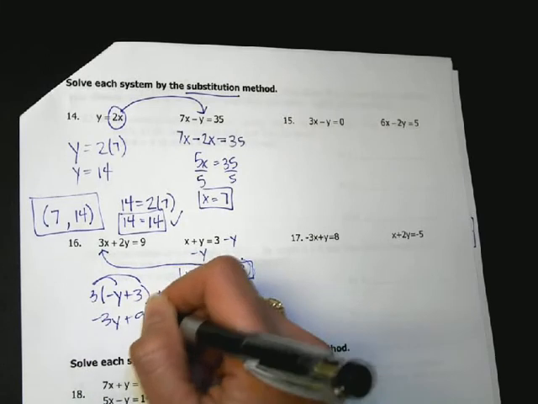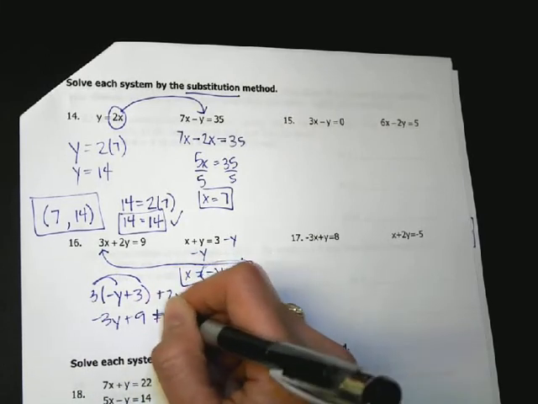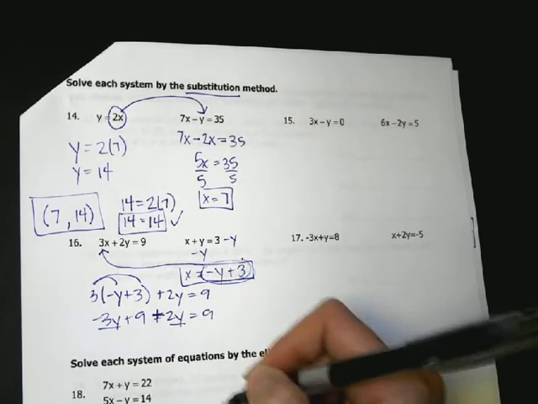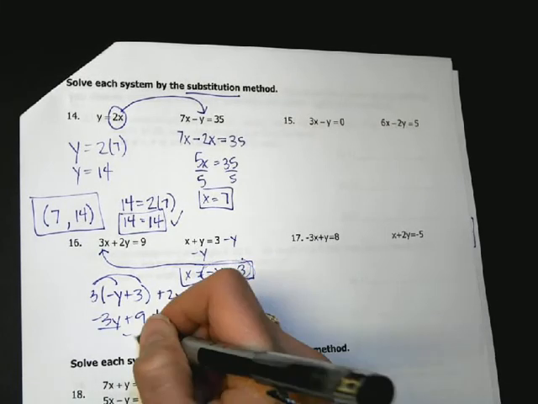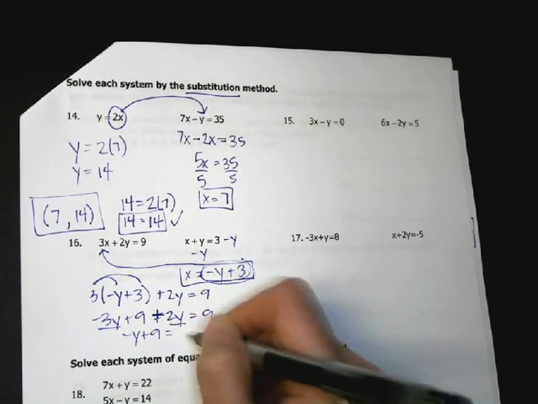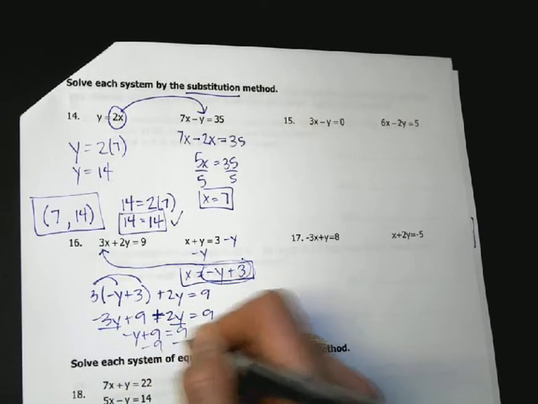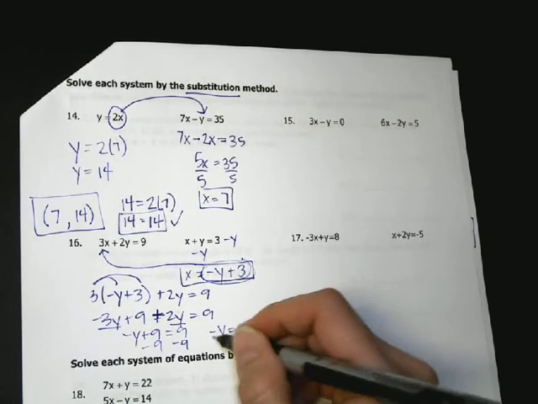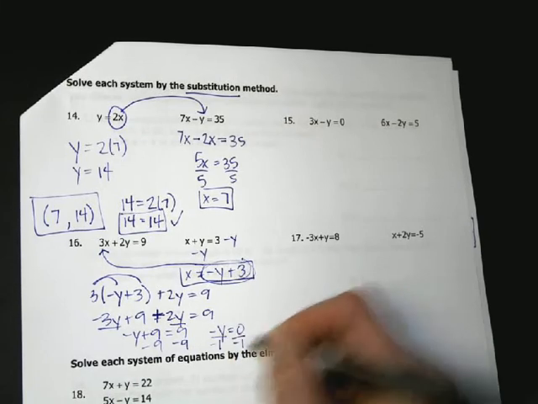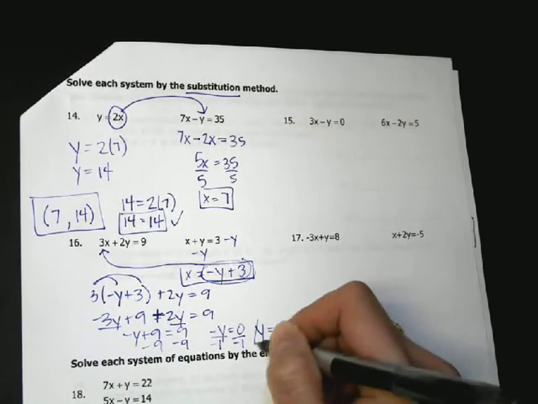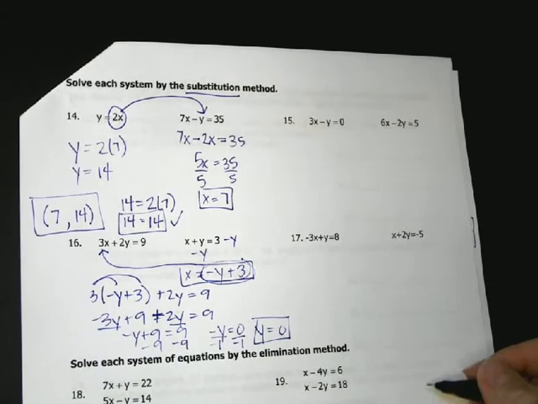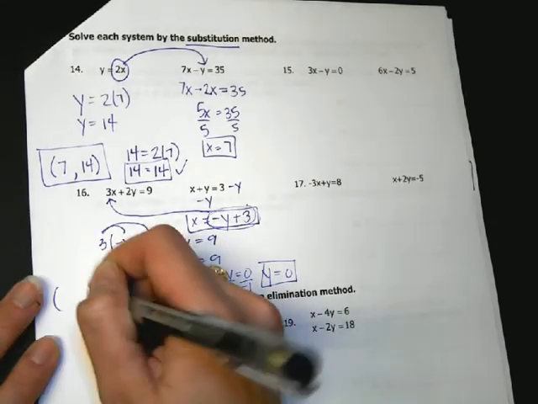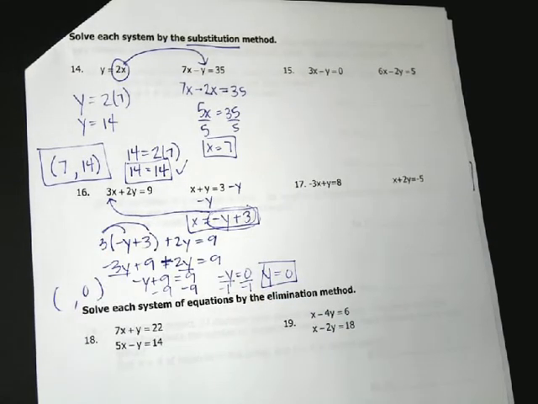You want to combine like terms. Negative 3y plus 2y is negative 1y, plus 9 equals 9. Subtract 9 on both sides. You get negative y equals 0. So you would divide by negative 1, which makes y still equal 0. So I know my answer is going to be in that coordinate point notation. The y is 0. And then you want to plug that into one of your equations to solve for x. So I'm just going to go back to the original x plus y equals 3.